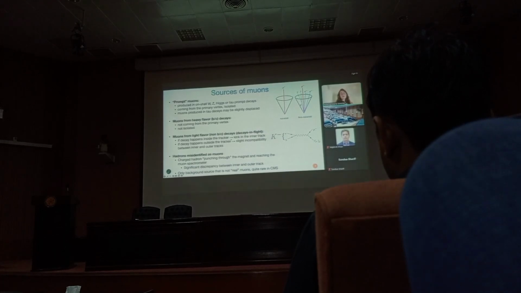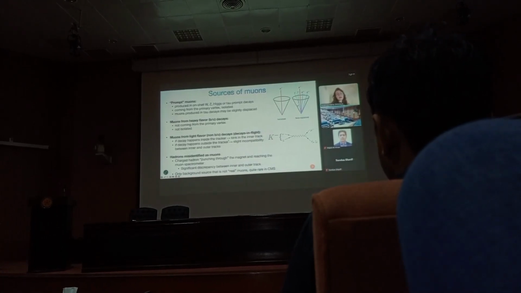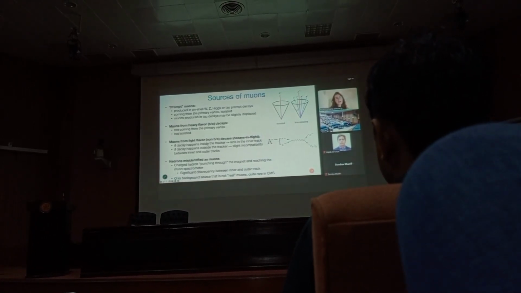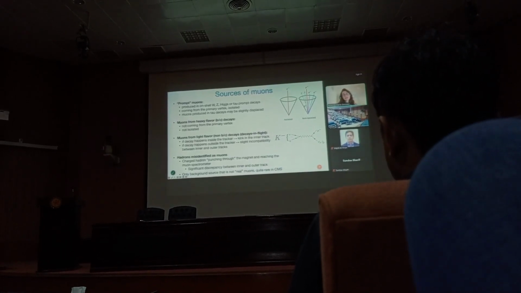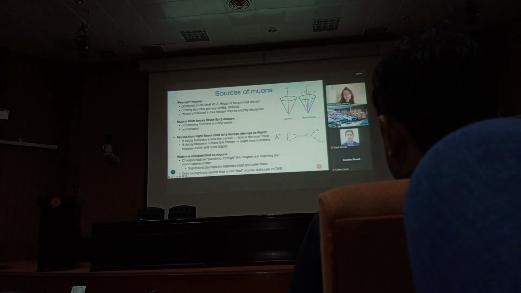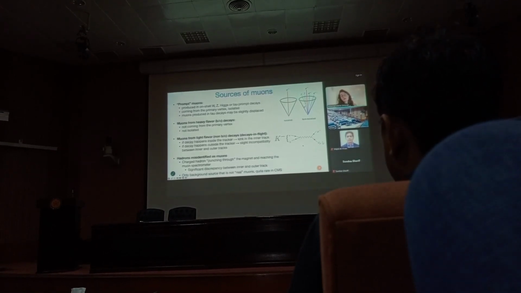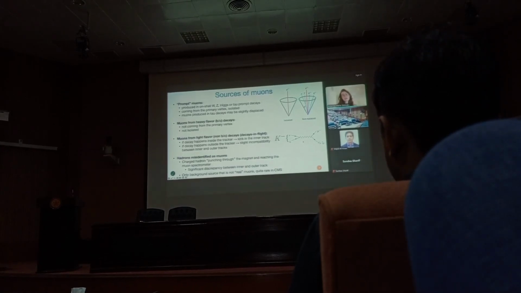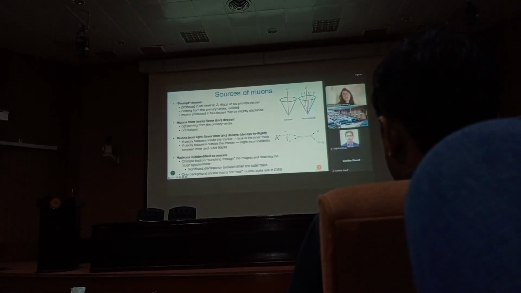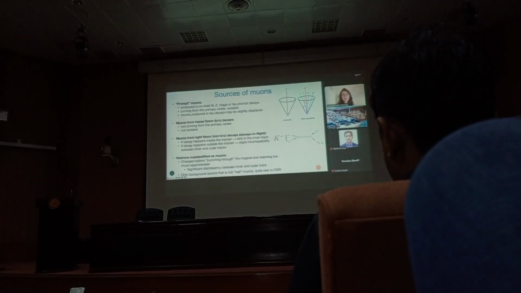Then you might deal with light flavor decays instead. Here I mean K and pi, which can decay, as you can see in the diagram here, to a muon and a neutrino. This is often the background for many different analyses, especially at low PT. When a particle decays to a muon, in the detector you will basically see a muon track, because you do expect only muons to reach the outermost part of the detector.